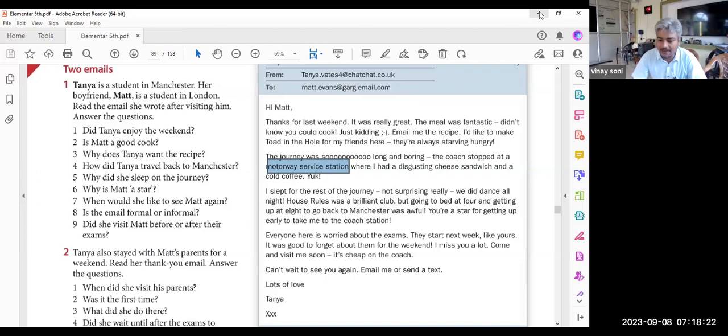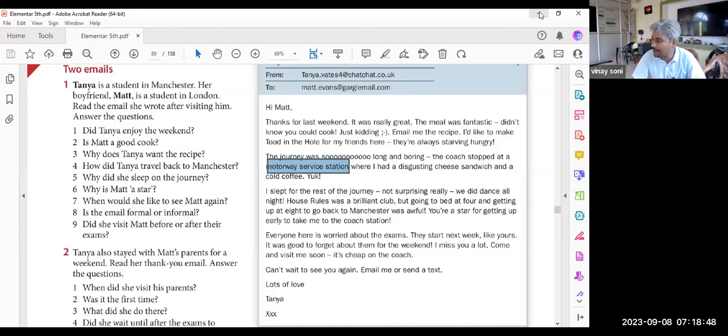You are a star for getting up early to take me to the coach station. You are a star. So she's saying, you are a star. This is how you informally thank people, okay? You're a star. Why? For getting up early. You got up early too to take me to the coach station.